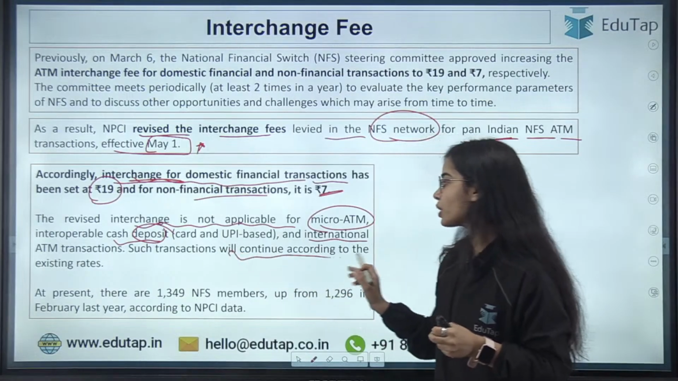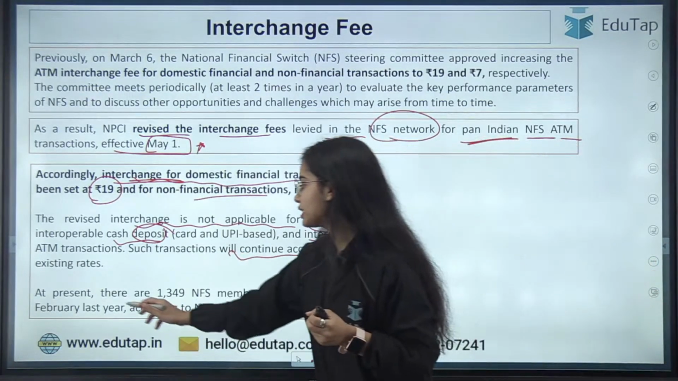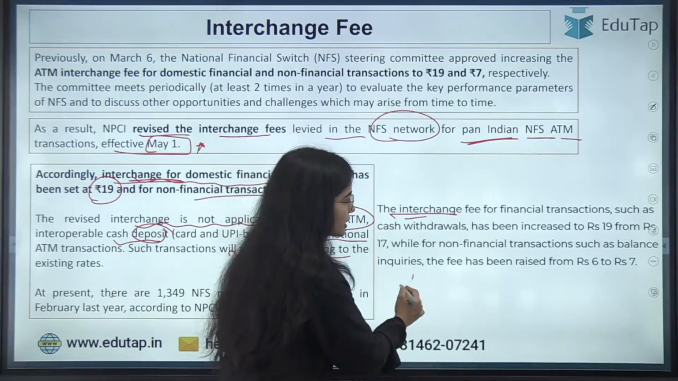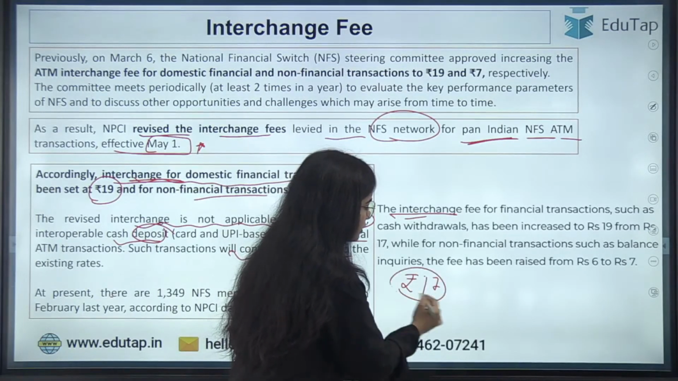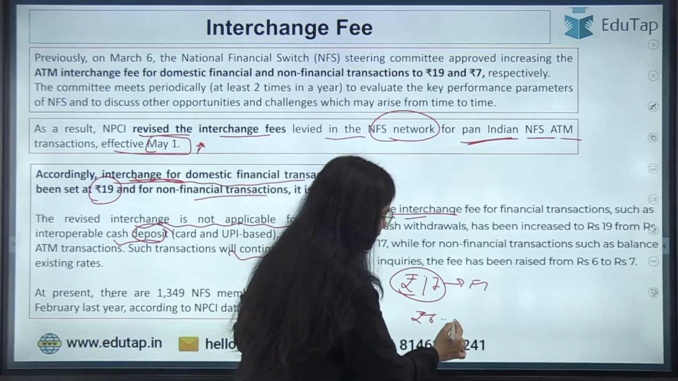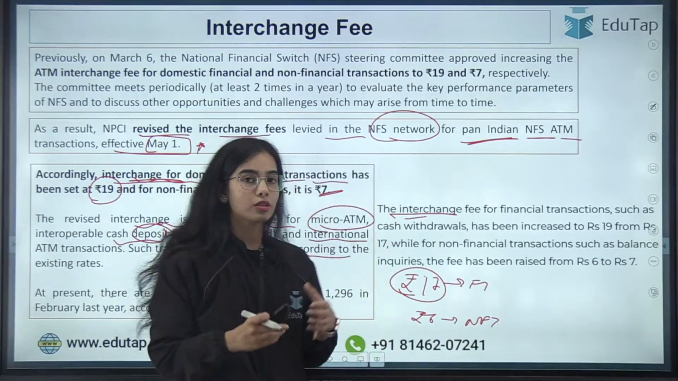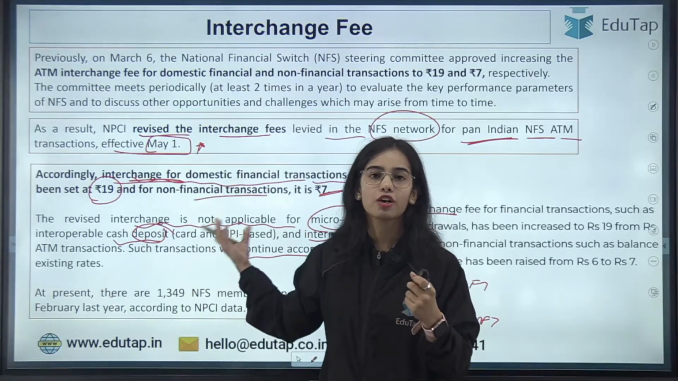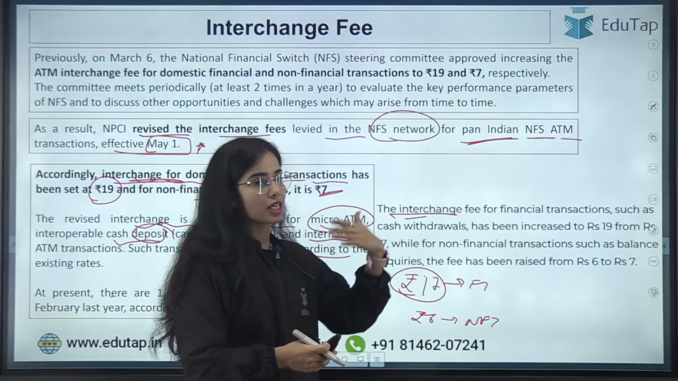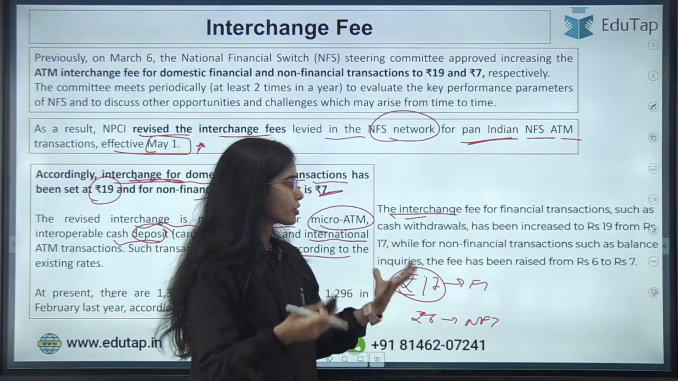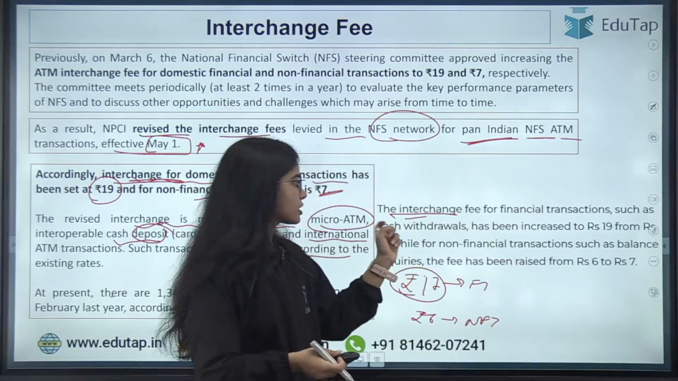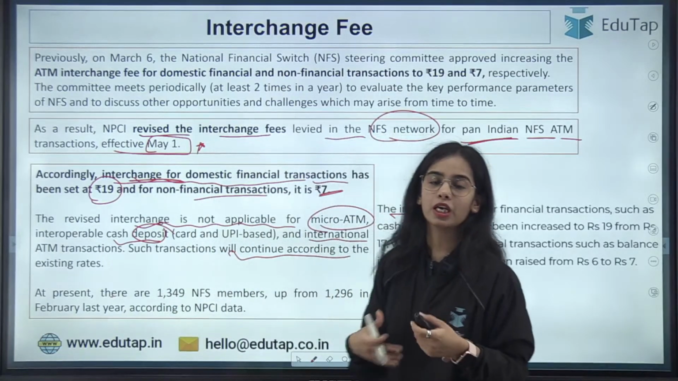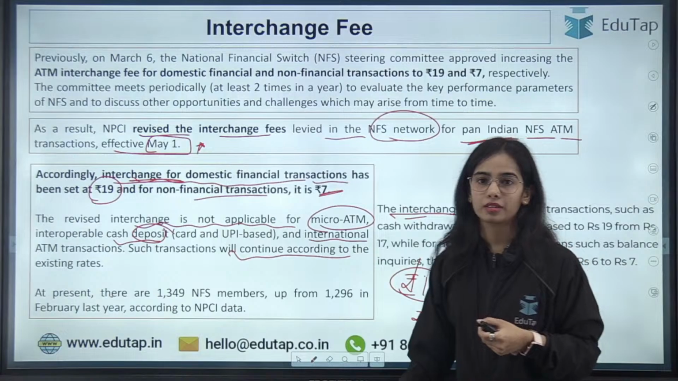Such transactions will continue according to the previous rates, that is, at present the interchange fee is ₹17 for the financial transactions and ₹6 for the non-financial transactions. Okay, for the micro ATMs, for the interoperable cash deposits, or for the international ATM transactions, the charges are as per the previous ones. So for the international ATM transactions, the previous limits were ₹17 for the financial transaction and ₹6 for the non-financial transactions. Okay, so this is the idea. Any confusion, anyone here?